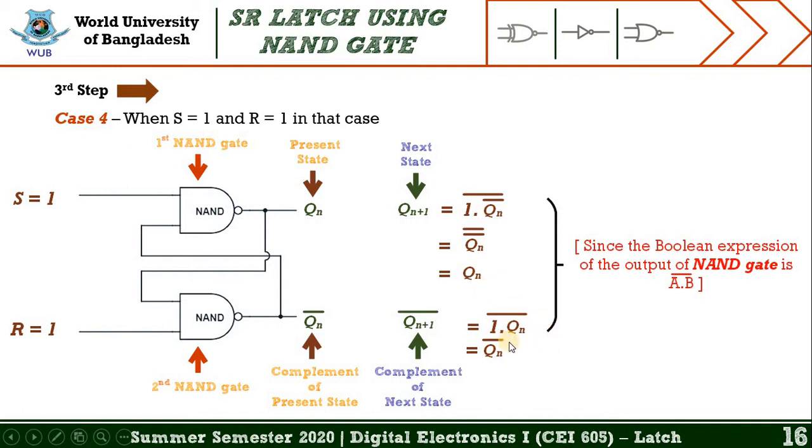And if you look at the lower NAND gate or second NAND gate, then you may find there are also 2 inputs. One is R and another one is the present state, which is QN. And if you look at the complement of the next state, then you may find 1 and QN whole bar, according to the Boolean expression of the output of a NAND gate. And since QN bar is multiplied by 1, then we get only QN bar. And if you look at the next state, we found QN. And if we complement this state, then we may find QN bar, which is perfect. And now we need to move into the next slide.